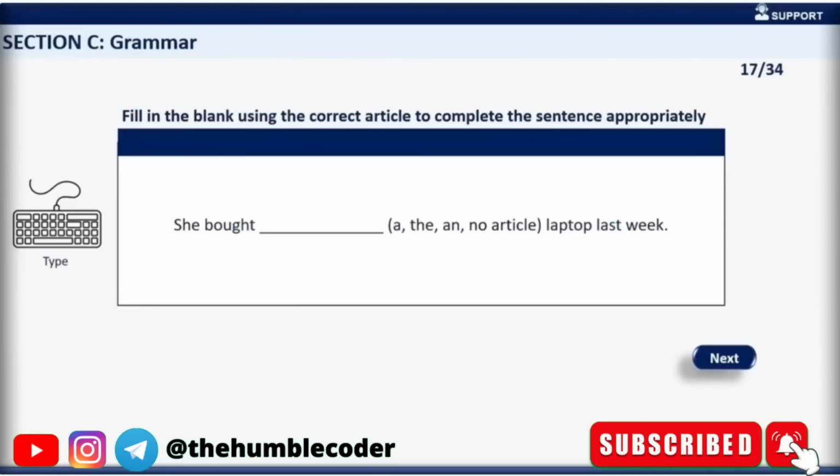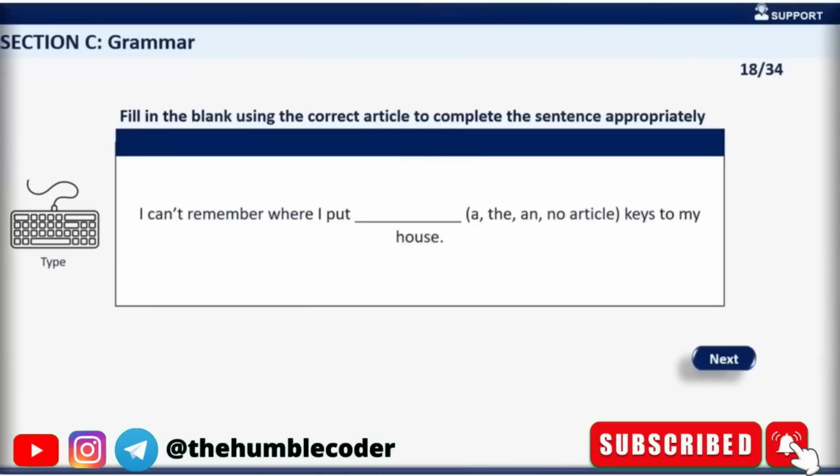So now the pattern of questions is a bit changed. Let's see. Fill in the blanks using the correct article to complete the sentence properly. So we will be given some articles. We have to select the most appropriate one that can come in this blank. The question is, she bought dash laptop last week. The correct answer is: she bought a laptop.